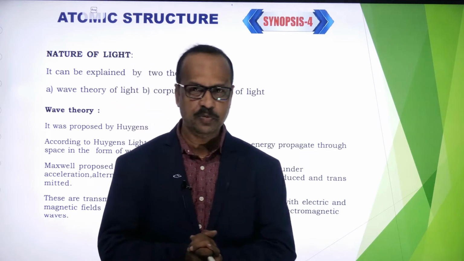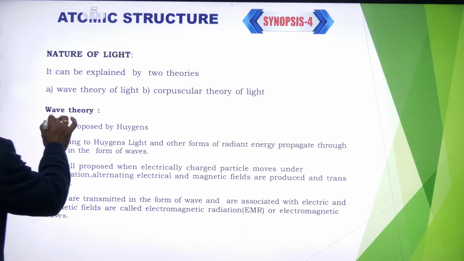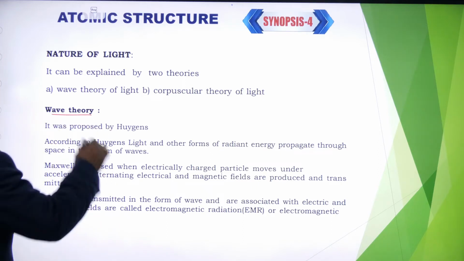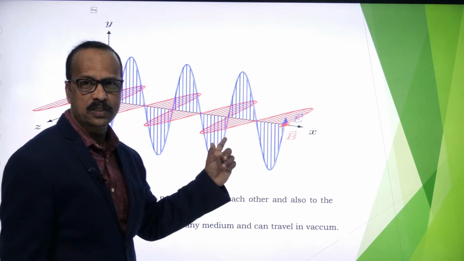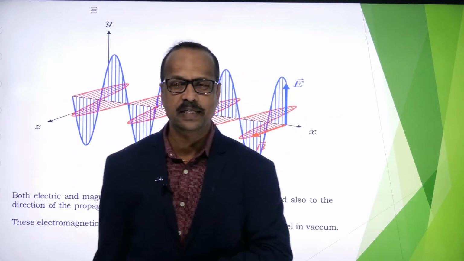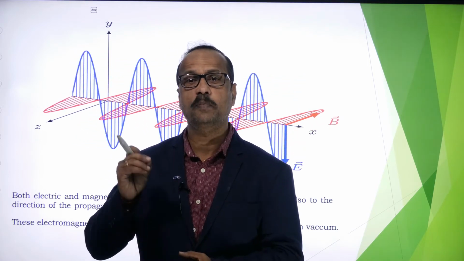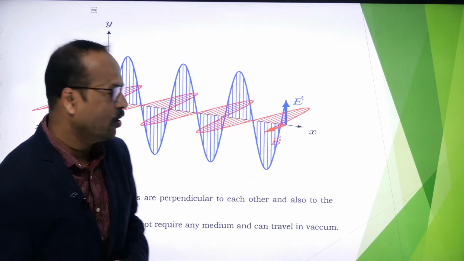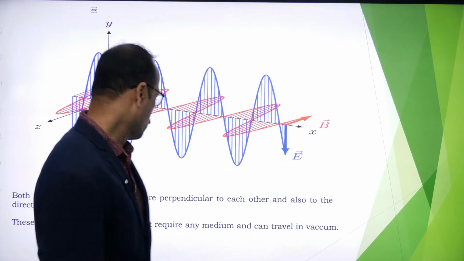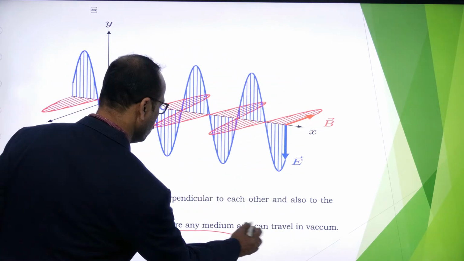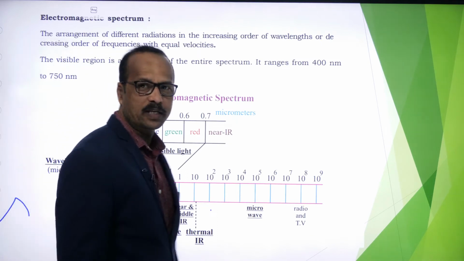In the last class we discussed the Huygens wave theory. According to this theory, light travels in the form of a wave. Then we discussed the electromagnetic theory, which consists of oscillating electric and magnetic fields, perpendicular to each other and also perpendicular to the direction of propagation of the wave. These waves require no medium to travel. So this we discussed.